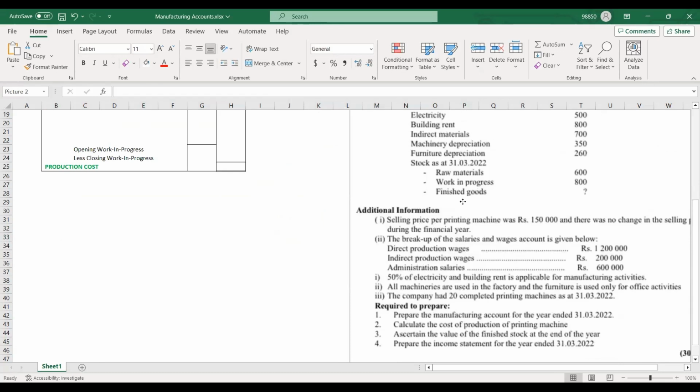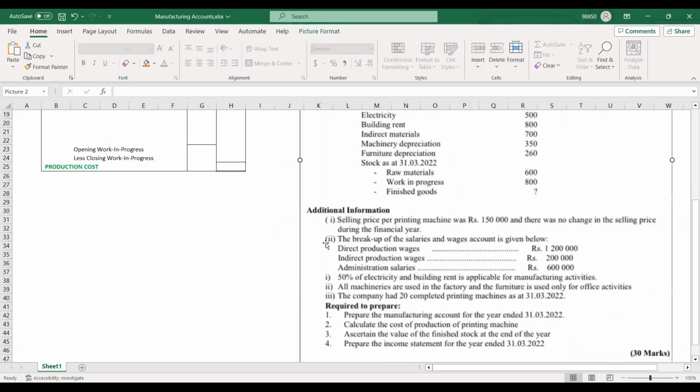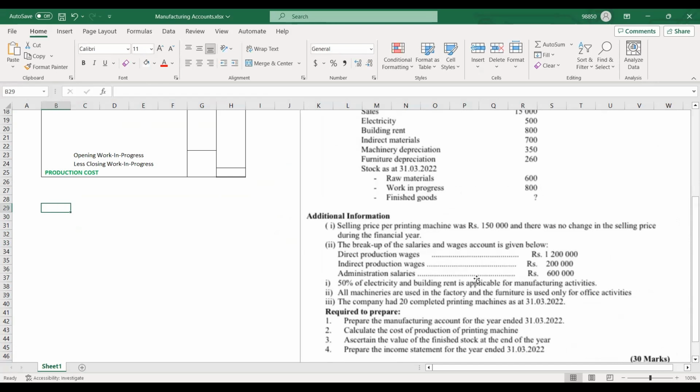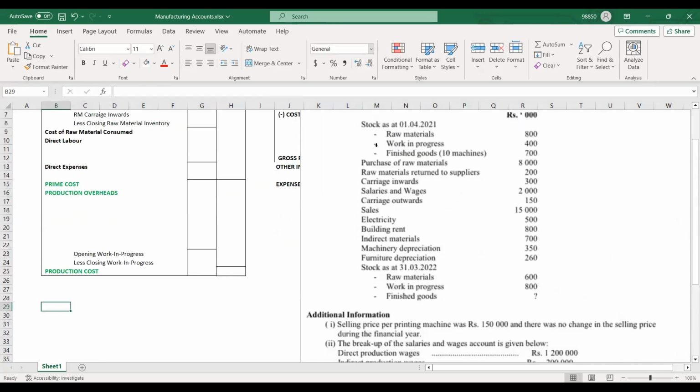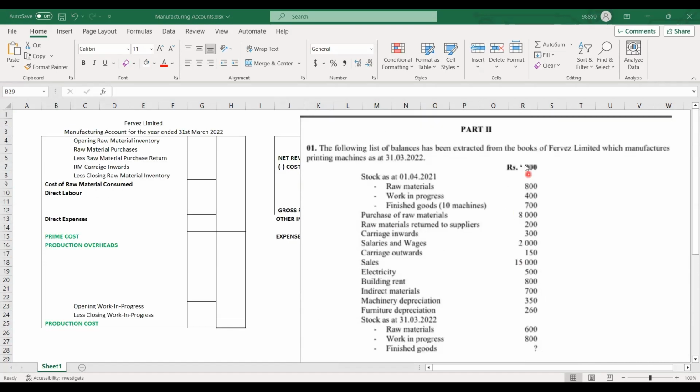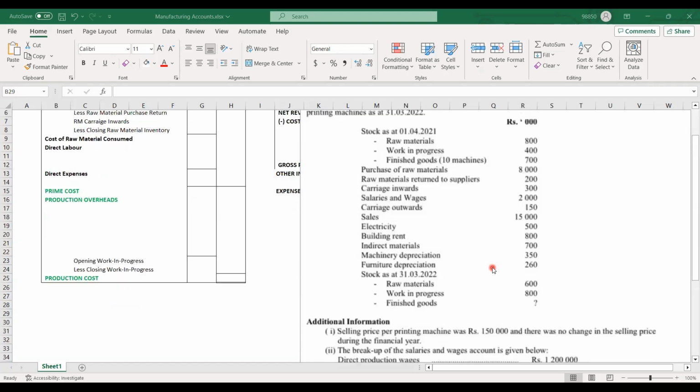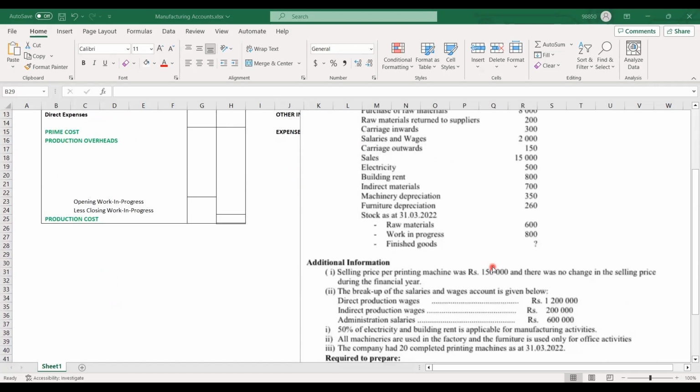So here it says selling price per printing machine was 150,000 and there was no change in the selling price during the financial year. But here they have given you sales already. So we are a little bit unsure of what they're talking about, right? They've already given you sales as 15 million. So you don't have to calculate the sales. So that means you must have to calculate the production unit. So we'll write that here and just leave it.